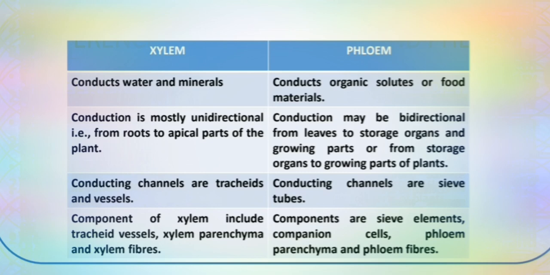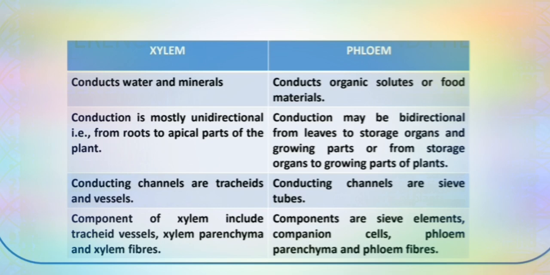Then number two, conduction is mostly unidirectional, that is, in one direction only. From the roots, water is taken up to the apical parts of the plant. Apical parts means stem and leaves. But in phloem, the conduction may be bidirectional, in both directions. First, from the leaves, they prepare food and it is sent downwards to the storage organs. And then from the storage organs, food is transported upwards to the growing parts of the plant.